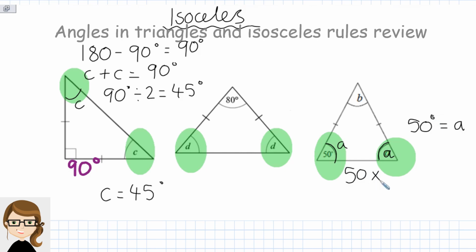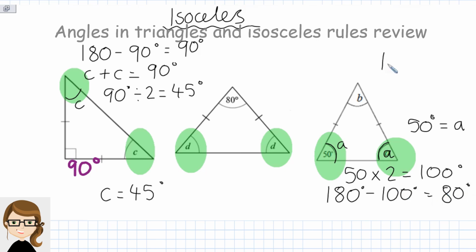Then I just need to find my missing angle B. So 50 add 50 is 100 degrees. The total will be 180. So 180 take away 100 gives us 80 degrees. So angle B is 80 degrees. There are going to be some problems and tasks for you to solve in the next part of the video.